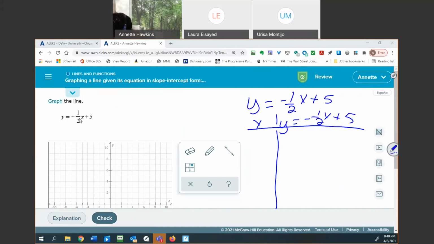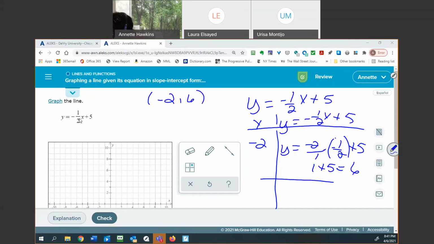So if I let x be negative 2, negative 2 over 1 times negative 1/2 plus 5. A negative times a negative is a positive. 1 plus 5, I get 6. Negative 2, 6. Let x be positive 2. Y equals 2 over 1 times negative 1/2 plus 5. Negative times a positive is a negative 1 plus 5 gives me 4.